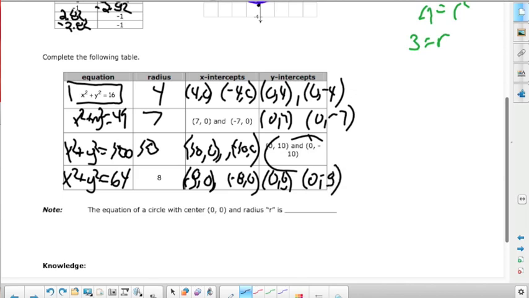So again, doing this table is hopefully just conceptualizing what it is that we see with the circle, especially when it's around the origin. So the equation of a circle with center 0, 0, and radius r, well, we just talked about it. So that's the general equation of a circle around the origin: x squared plus y squared equals r squared.